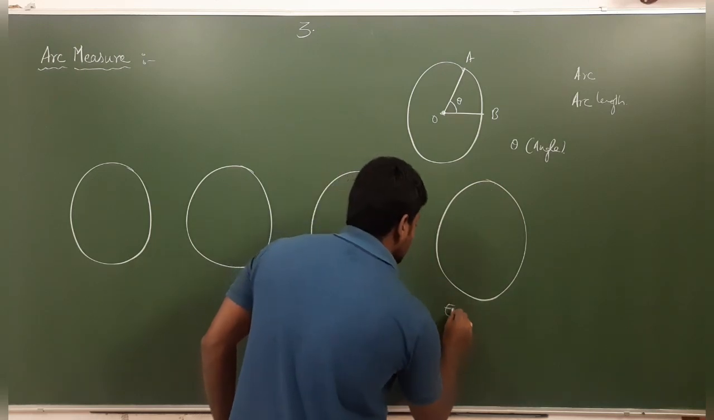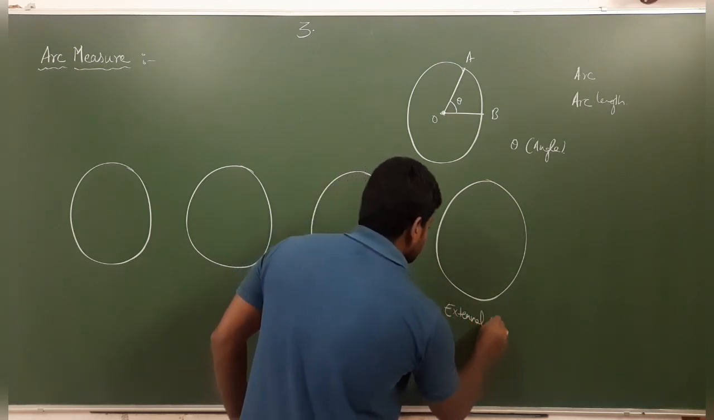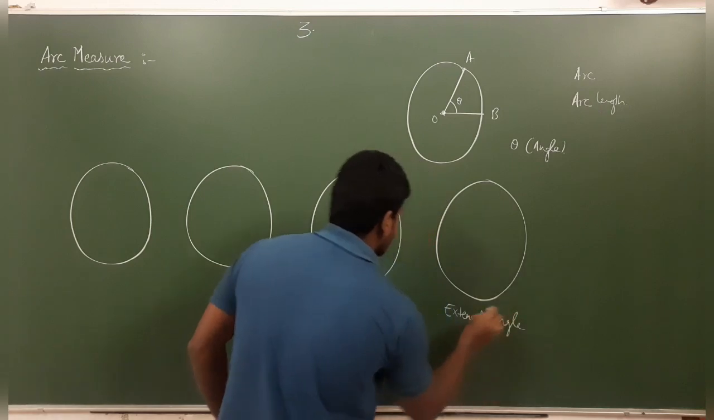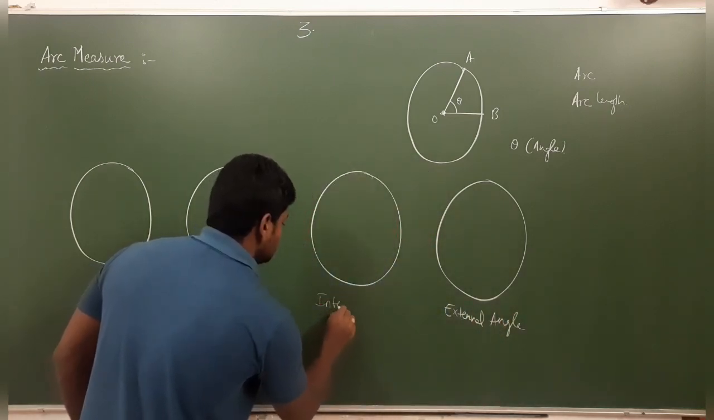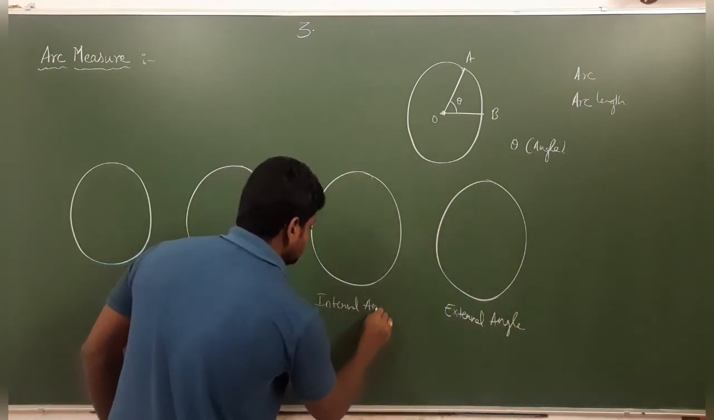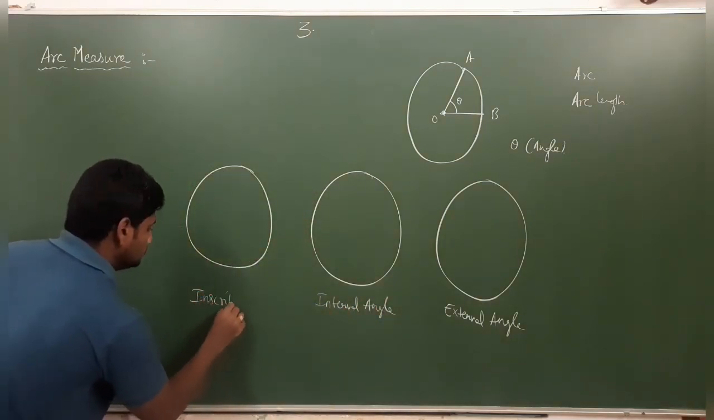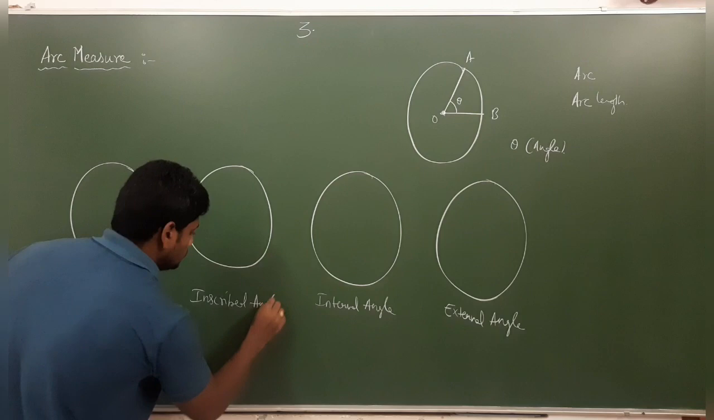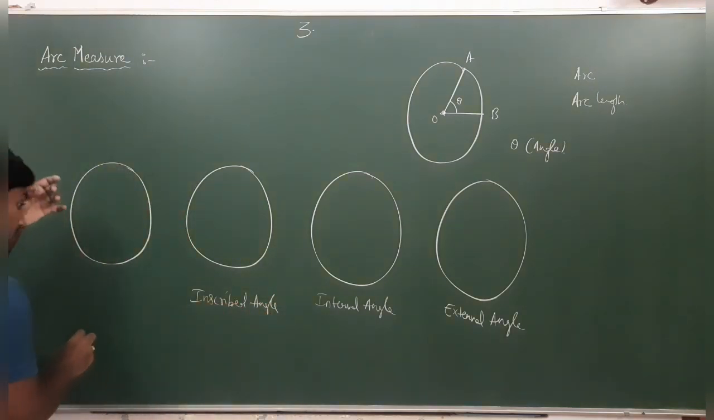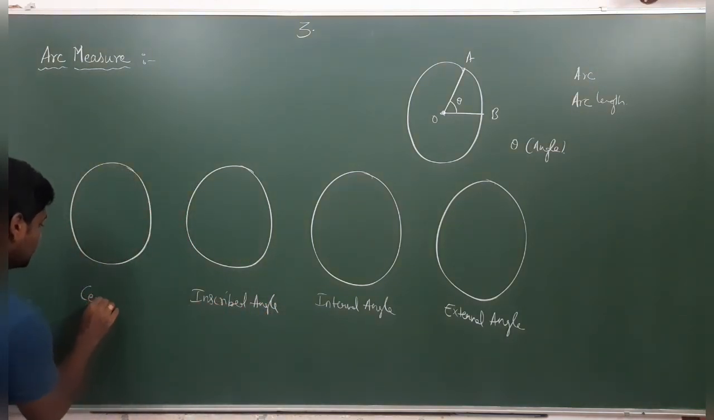One is external angle, another one is internal angle, another one is inscribed angle, and this last one is central angle.